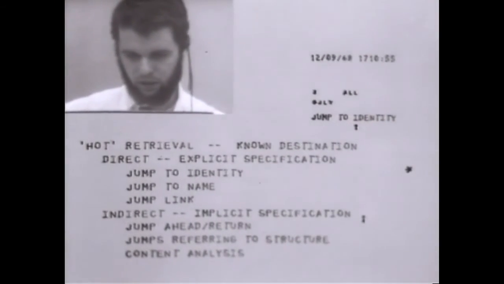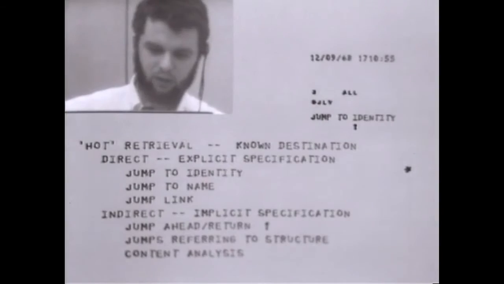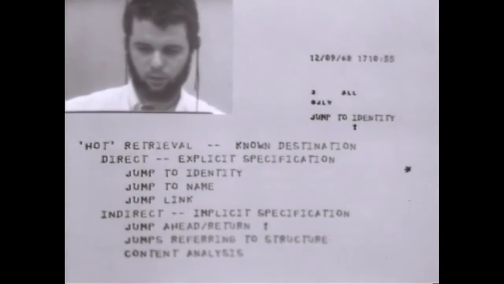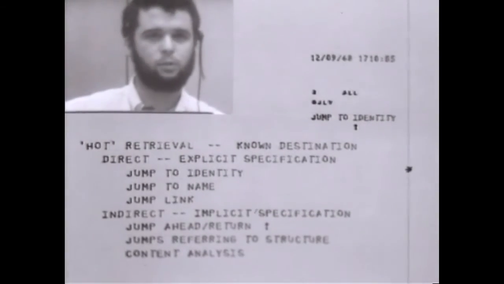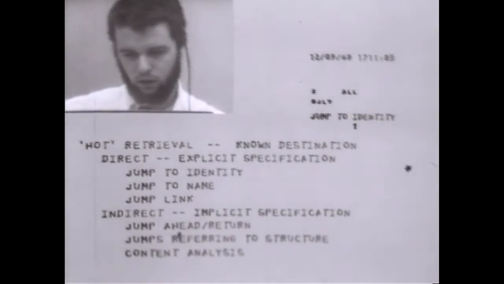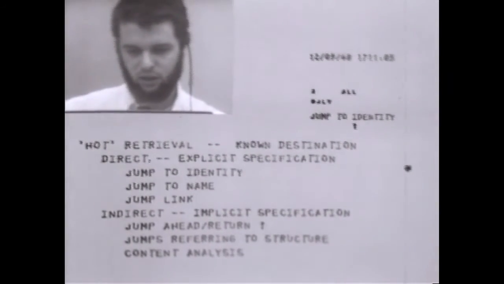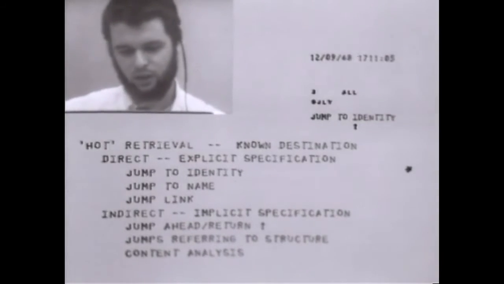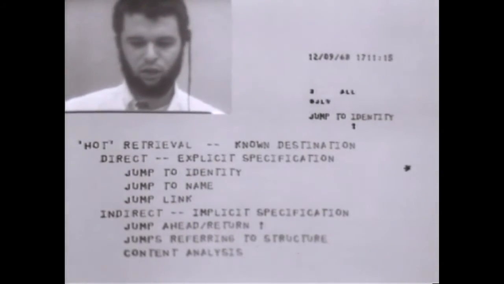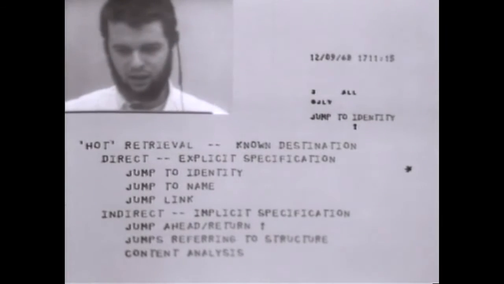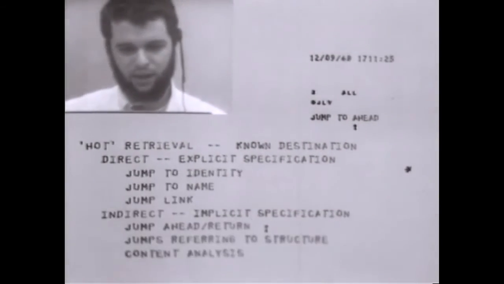For implicit specification, by this I mean using information that's been stored by the system in order to specify where you want to go. In the first case, the information has been stored in the form of a memory of what you've been doing recently, so that you're able to say, jump to the view that I just previously had. So I can say, jump return, and it'll take me back to the view, or jump return, and I go to the view that I had just before that, or I can say, jump ahead, and move back down again.